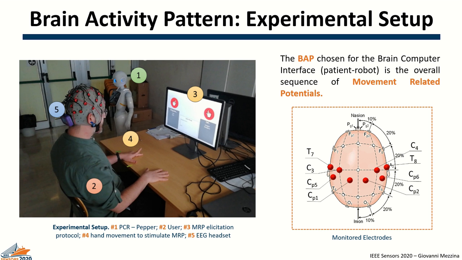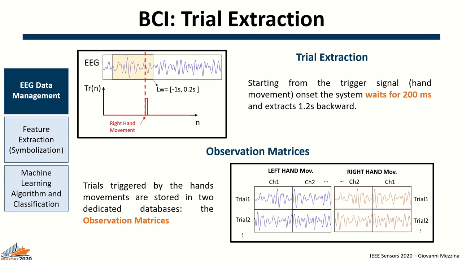In this application, the proposed BCI exploits 8 electrodes placed along the sensorimotor area to recognize the MRPs that are linked to the hand's movement. A specific signal in the cortical area, known as Bereitschaftspotential, is used to trigger the trial extraction system. So starting from the trigger signal rising edge, the system waits for 200 milliseconds and then extracts EEG data for 1020 milliseconds backward. This EEG data subset is named trial in the following slides.